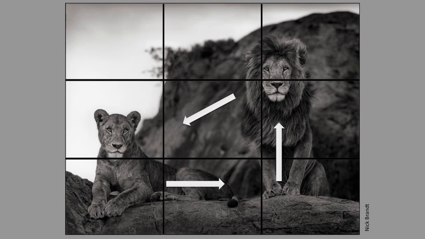If you read this Nick Brandt photograph using your knowledge of rule of thirds, then one could surmise that the photographer wanted to make the male lion the most important or dominant element in the photograph. The lion's face falls neatly in that top right-hand side intersect of a horizontal and vertical line. The lioness is a secondary element providing some context to the photograph.